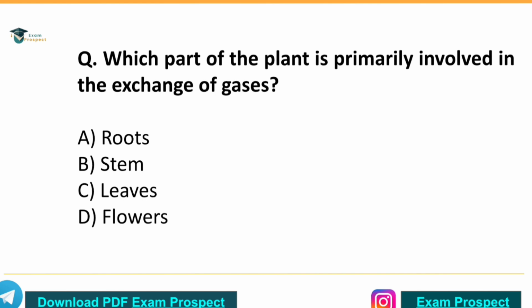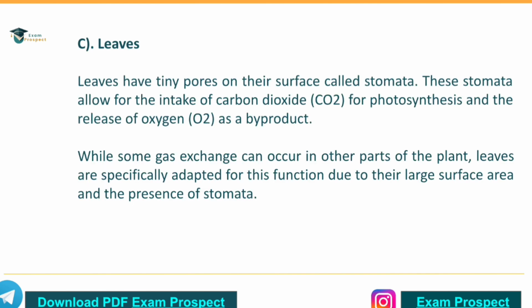Next question, which part of the plant is primarily involved in the exchange of gases? Correct answer is option C, leaves. Here, leaves have tiny pores on their surface called stomata. And these stomata allow for the intake of carbon dioxide for photosynthesis and the release of oxygen as a byproduct. While some gas exchange can occur in other parts of the plant, leaves are specifically adapted for these functions due to their large surface area and the presence of stomata.